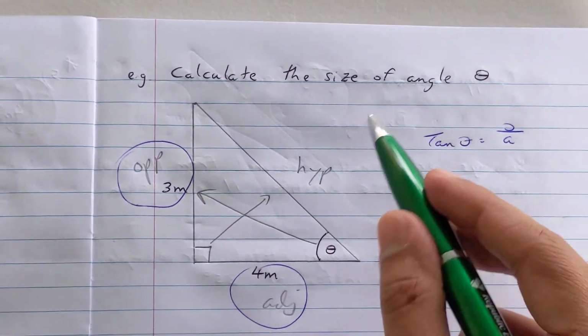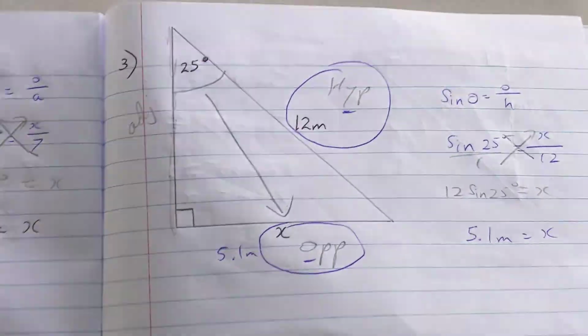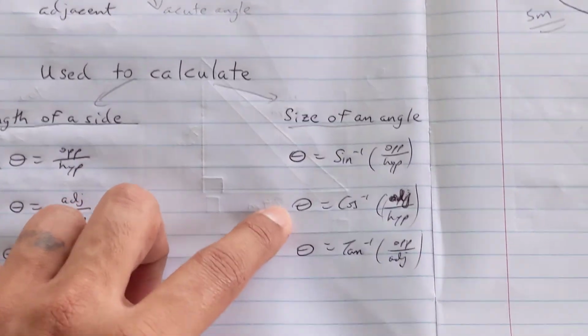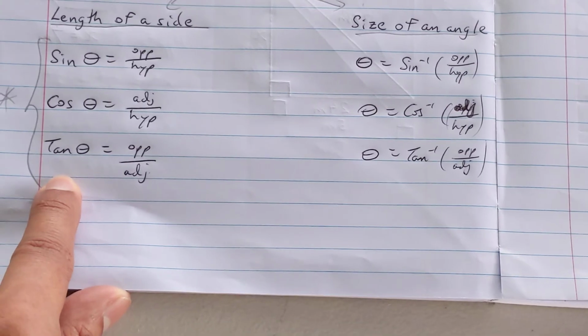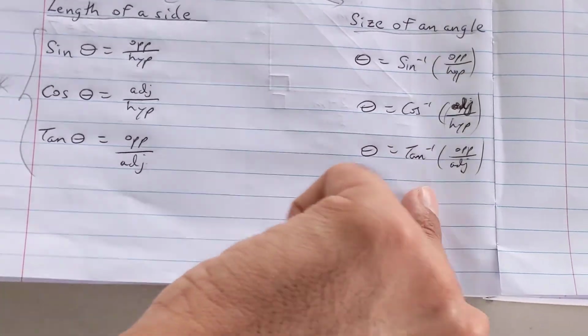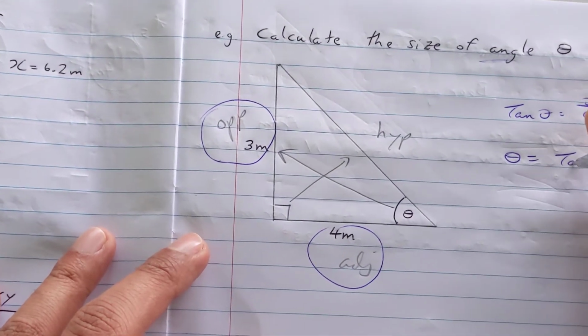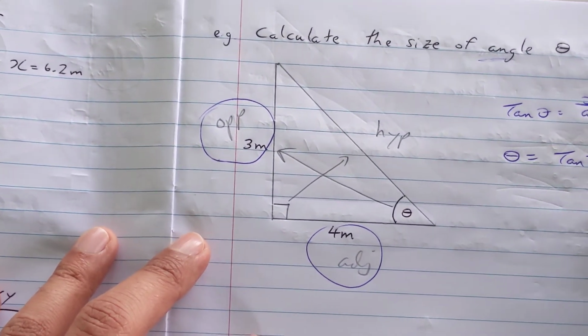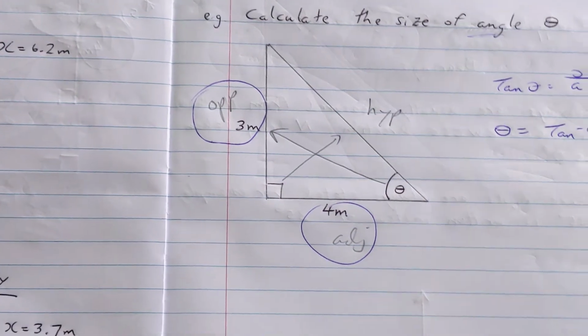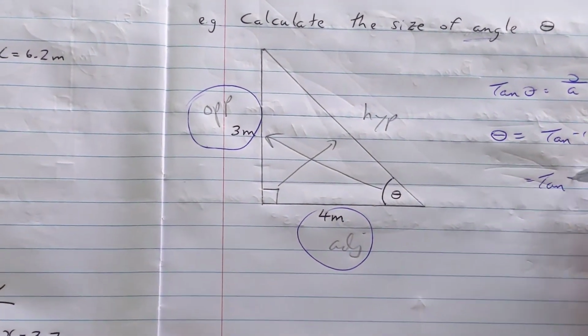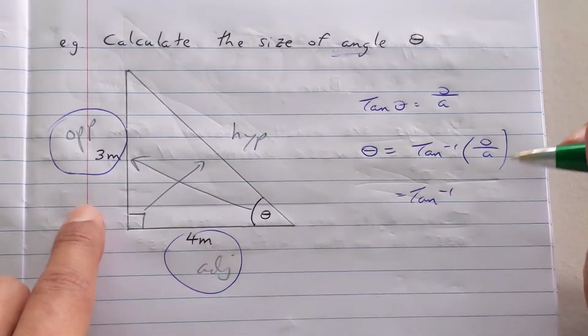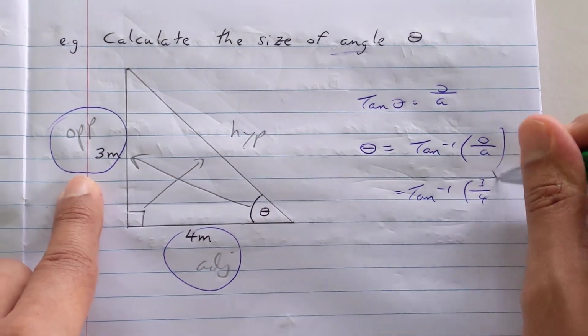But I can't use that because they actually want an angle this time. And because they want an angle, these are what we use for angles. So even though we're using the same ratio, we have to rewrite it with the angle as the focal point there. So theta will be tan inverse opposite over adjacent because I wanted an angle. So it will be tan inverse, which is just a different button on your calculator. Opposite is 3 divided by 4.